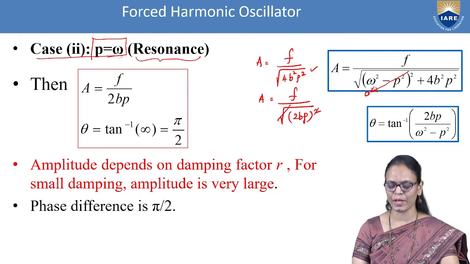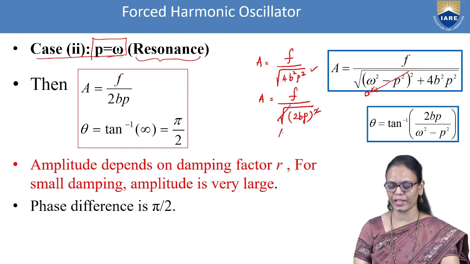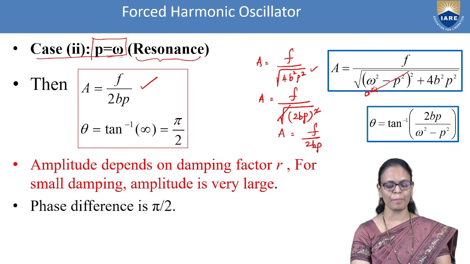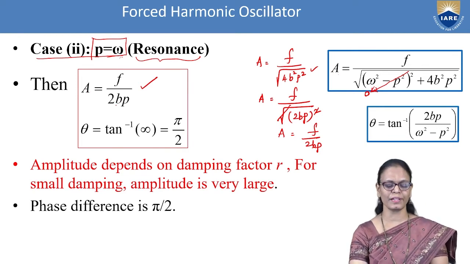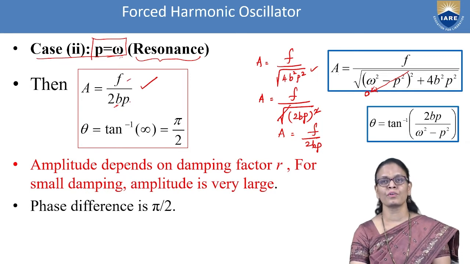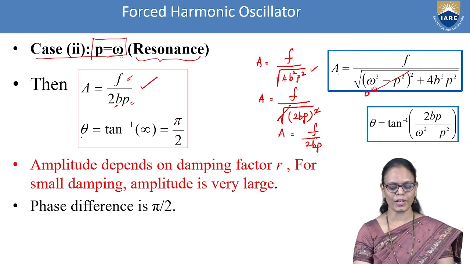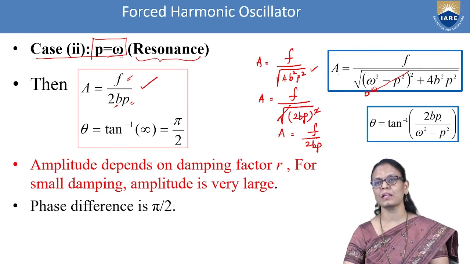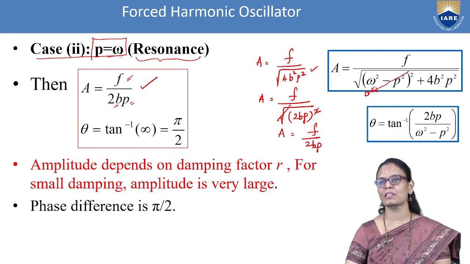So the square and square root will get cancelled. So we get a is equal to f upon 2b. So this is the expression we have written. So the amplitude now depends upon the damping coefficient, the external periodic frequency p and the applied force. Now what about theta? Theta is equal to tan inverse 2bp by omega square minus p square.